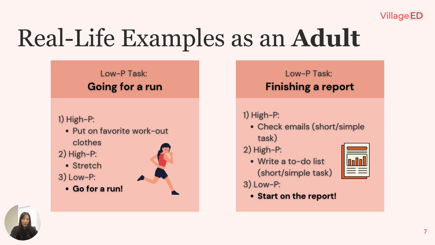Example number two, our target low P task here is finishing a report. As a BCBA, I do a lot of assessments and a lot of reports. So first, I check my emails, which is very short and simple. It doesn't take too much time. Next, I can write up a to-do list or an agenda for the day, which is another short and simple task to do. This I personally prefer to do. It's a preferred task for me. And then I lead up to starting on the report. So once I build momentum, that's when I get into the target low P task.